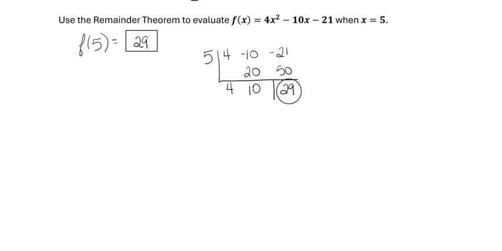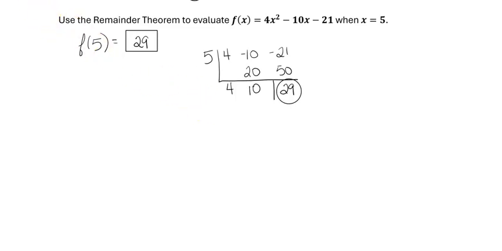If you need to, pause the video if you need more time. Okay, but when you come back, you can see that my answer is 29. When I evaluate f of x at 5, when I plug a 5 into every x value and solve, I'm going to get 29. I'll do it the old way, but it's easier to do it with synthetic division. All I have to do is list my coefficients, multiply and add, and I get 29 as the remainder, and that remainder is f of 5.